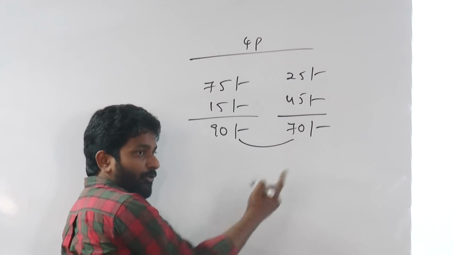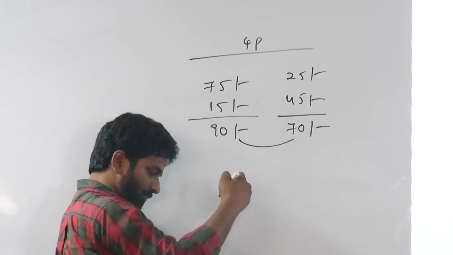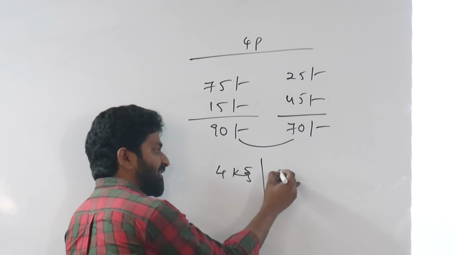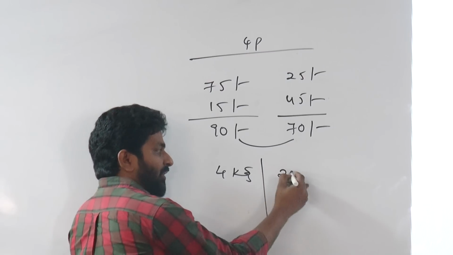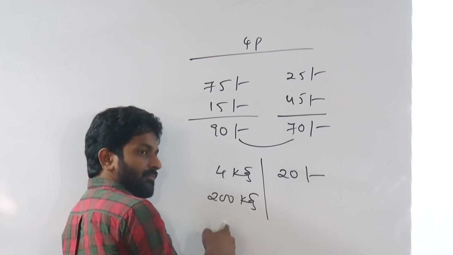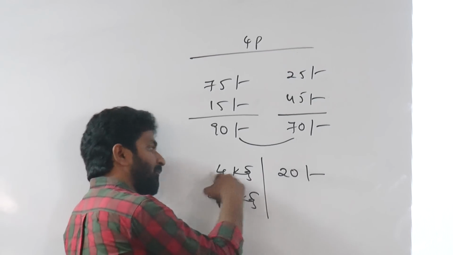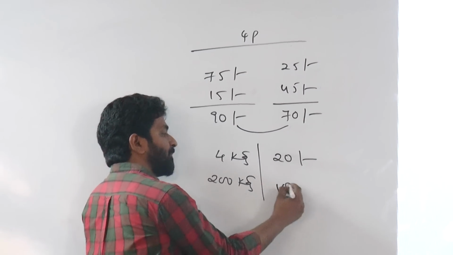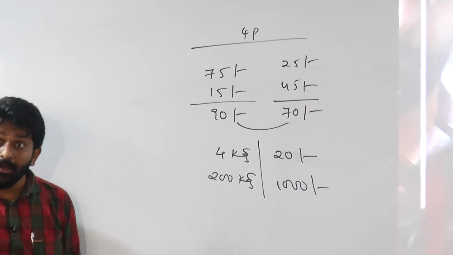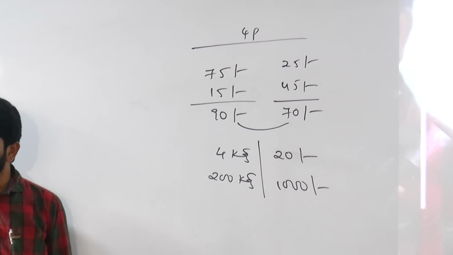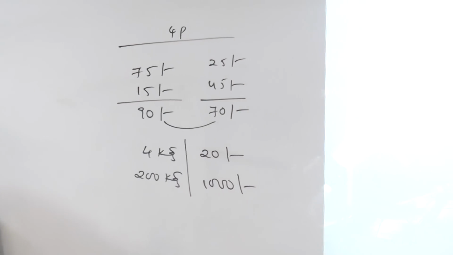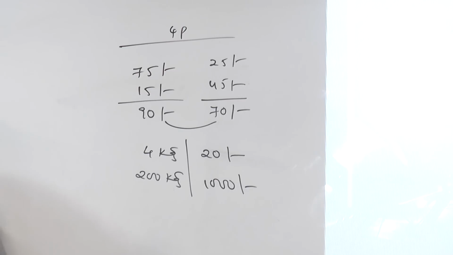For how many parts? 4 parts. 4 parts are 4 kgs. For 4 kgs he can save how many rupees? 20 rupees. And for 200 kgs, how many times? 4 how many times? 5 times. 200 is 5 times? 1000. Is it profit or loss? Profit. Shopkeeper, right? So instead of spending 90 rupees, he can just spend 70 rupees. Is it loss or profit for him? Profit, obviously.